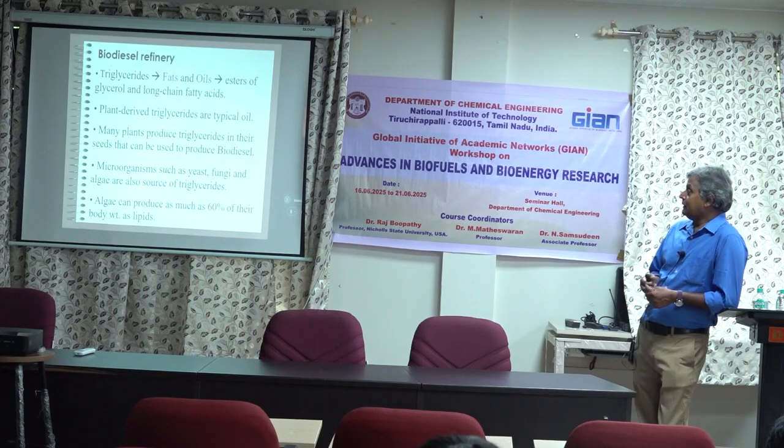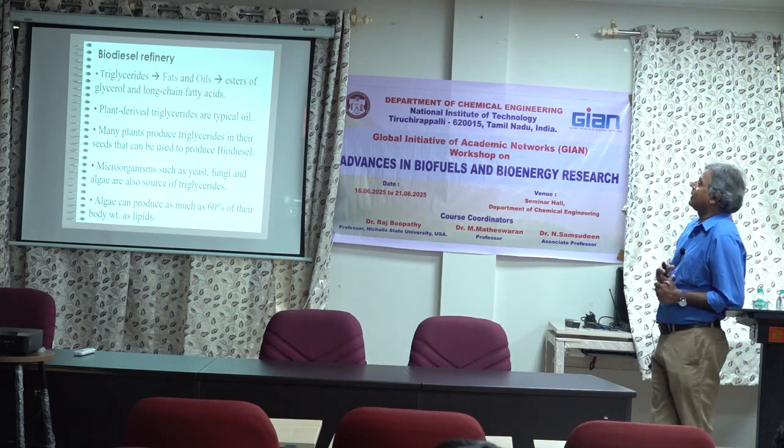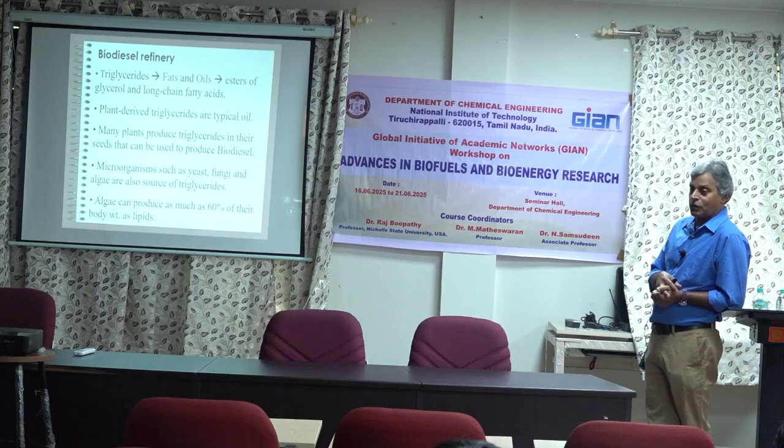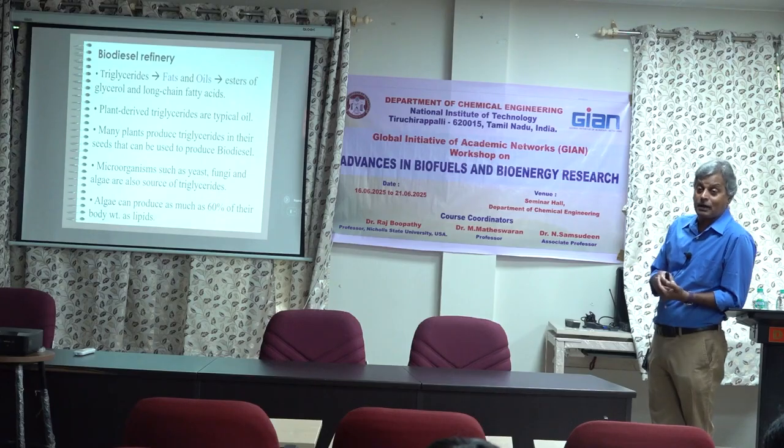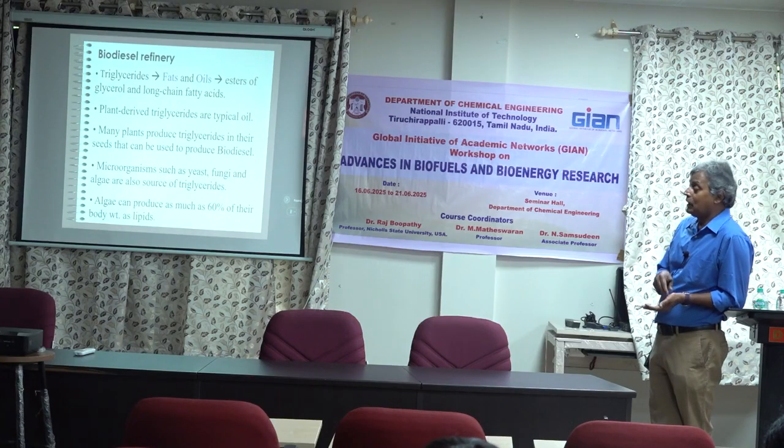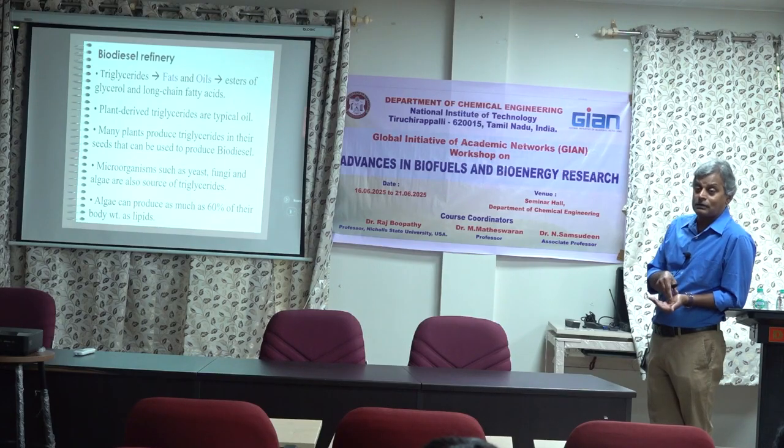So in biodiesel refineries, you take your triglycerides, fats and oil, and an ester of glycerol and long chain fatty acid comes out of that. Plant derived triglycerides are typical oil. Many plants produce triglycerides in their seeds that can be used to produce biodiesel. Microorganisms such as yeast, fungi and algae are also sources of triglyceride, which I talked about yesterday, right? Microbial lipids. Algae can also produce 60% of the body weight full of triglycerides and lipids. Okay?